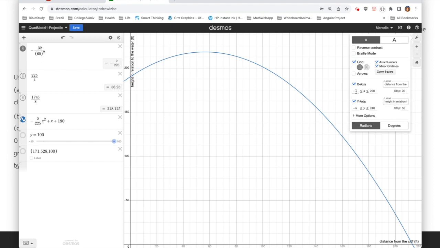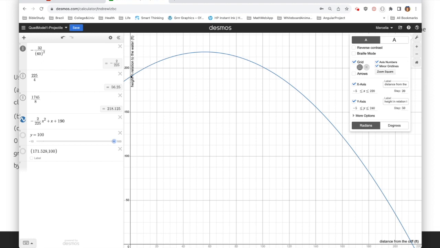So the x should be from 0 to 220. I put -5 so that I could see the edges here around 0. And the same thing for the y. It told me that the interval is from -5 to 240 for here. I labeled my horizontal line, that's my x. It represents the distance from the cliff. And my y represents the height in relation to the water, right?